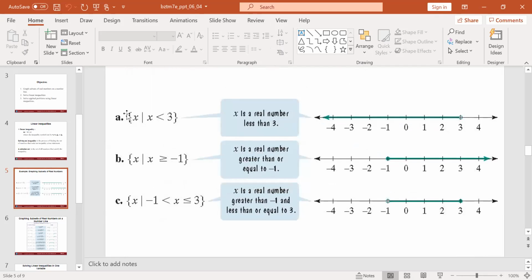So let's look at some of the possible ways a solution set can look. Well, this is saying all x, you know what, I'll just type it out.